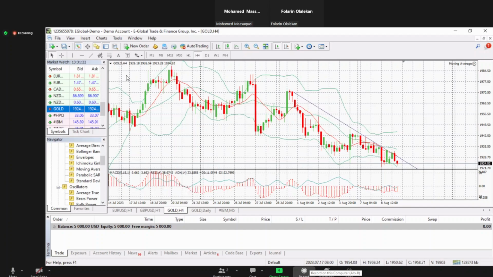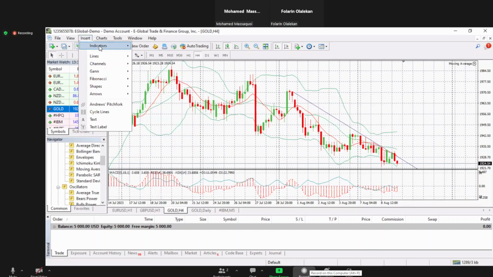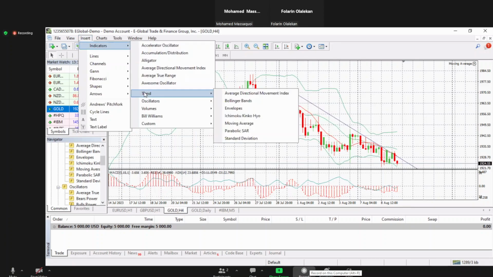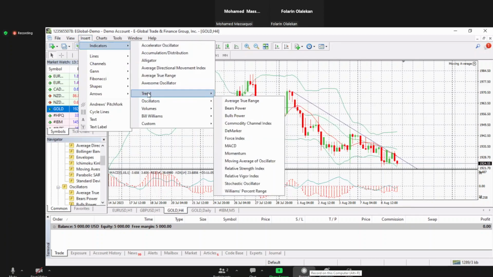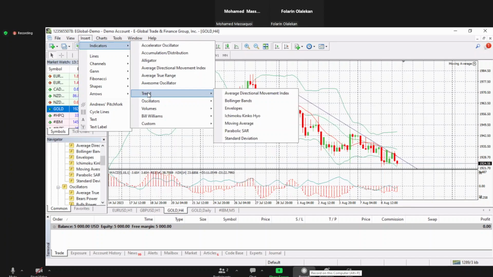Normally, when you are installing, you come to insert, but the tutorial will show you. You click on insert, you click on indicators, or you put your cursor on indicators, then you choose if you want to download trend lines or oscillators. Now, trend lines, you can see Bollinger Band, you can see moving average. So that one is for the chart window. Then you can also do oscillators.